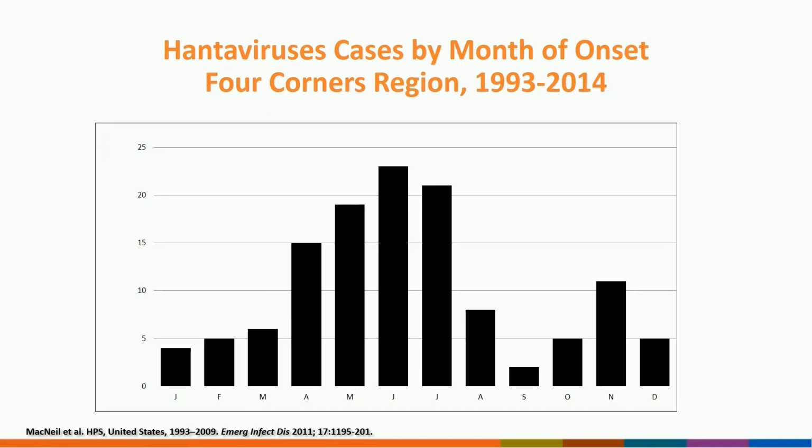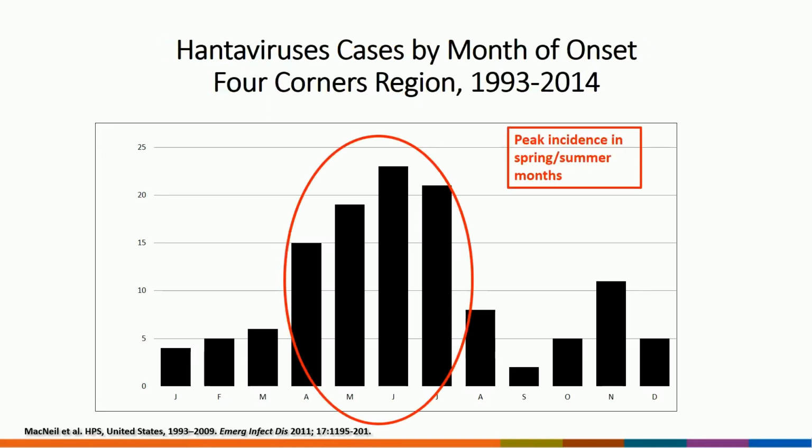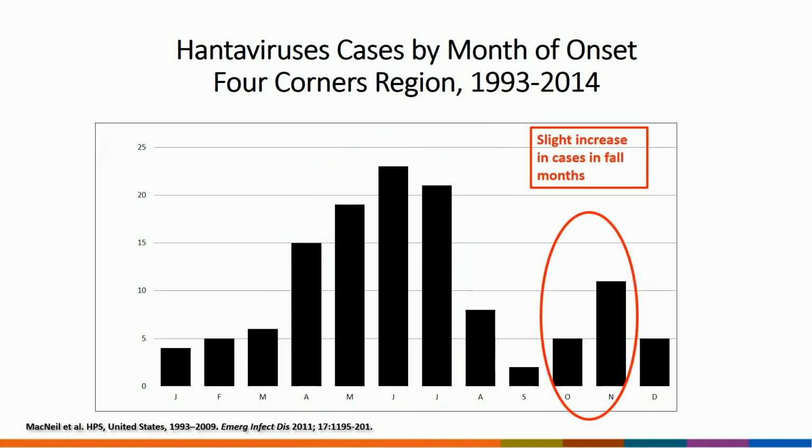1993 to 2014. There is an increase in hantavirus cases during the spring and summer months, which correlates with large increases in deer mice populations in these seasons. This may also have something to do with rodent or human behavior. There is also a slight increase in cases during the fall months.